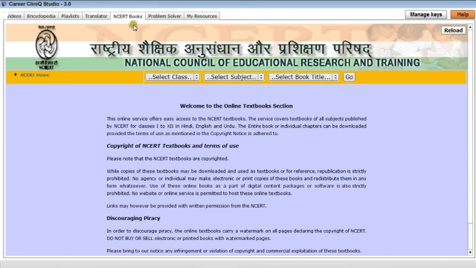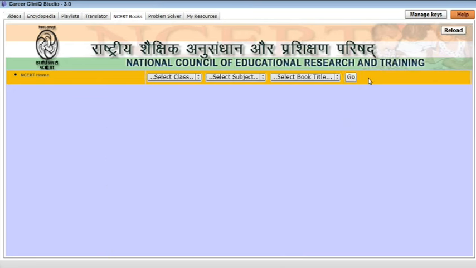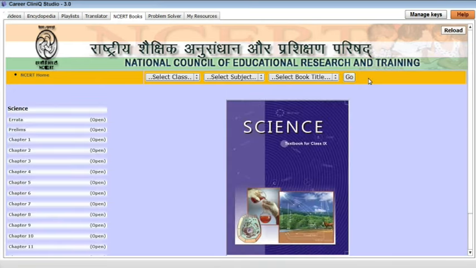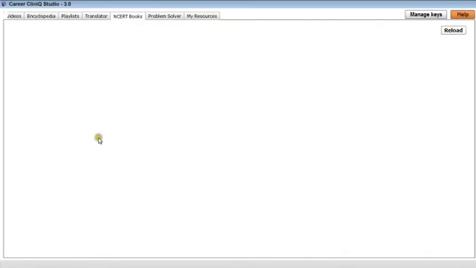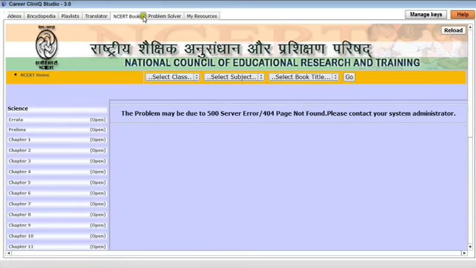You have the NCERT books. I mean, whichever class you study, you can choose your class, let's say class 9, or whatever your subject is, let's say science, and you can select your book here, go here, and you get the book as it is. Whatever book you are studying, you get to download it here. You can read directly, let's say, the chapters here, and you get to read the chapters directly from the computer.